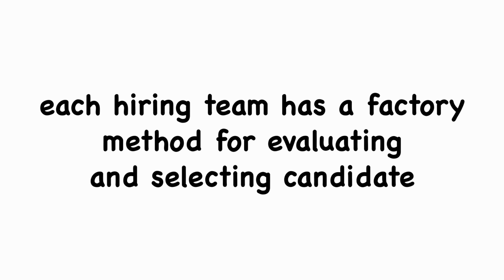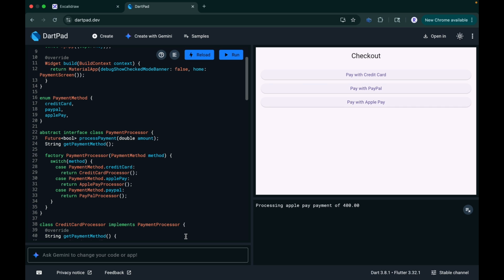If you notice, each hiring team inside a department has a specific factory method for evaluating and selecting a candidate. So I think the difference between abstract factory and factory would be visible now, but let's make it clearer. What is the difference between factory method and abstract factory? Factory method is like a specific hiring manager choosing the best candidate based on a specific skill like programming. But abstract factory on the other hand is like the higher level system that sets up different hiring managers for different regions and different roles.